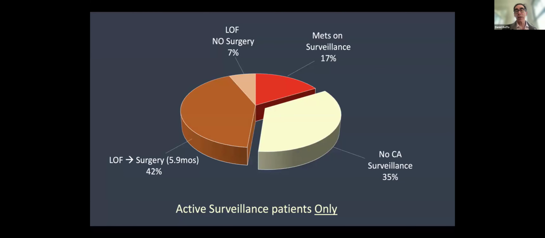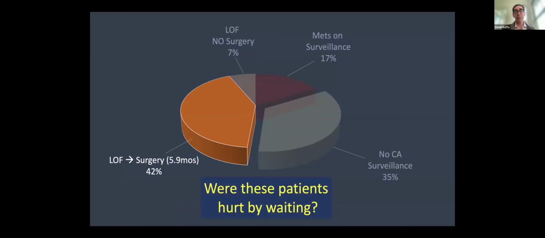And if we just look at the people who underwent active surveillance and just look at that subset, 42% of patients underwent surgery eventually, after a median of about 6 months. About 17% of the people that underwent active surveillance developed metastases, and 7% developed local only failure. Cancer came back in the esophagus, but they opted not to have surgery. So I think this is kind of an interesting perspective of things.